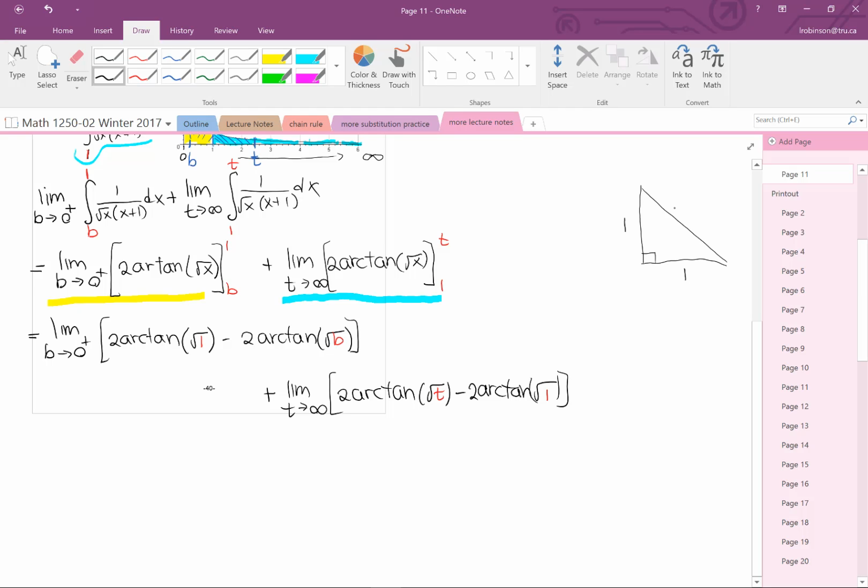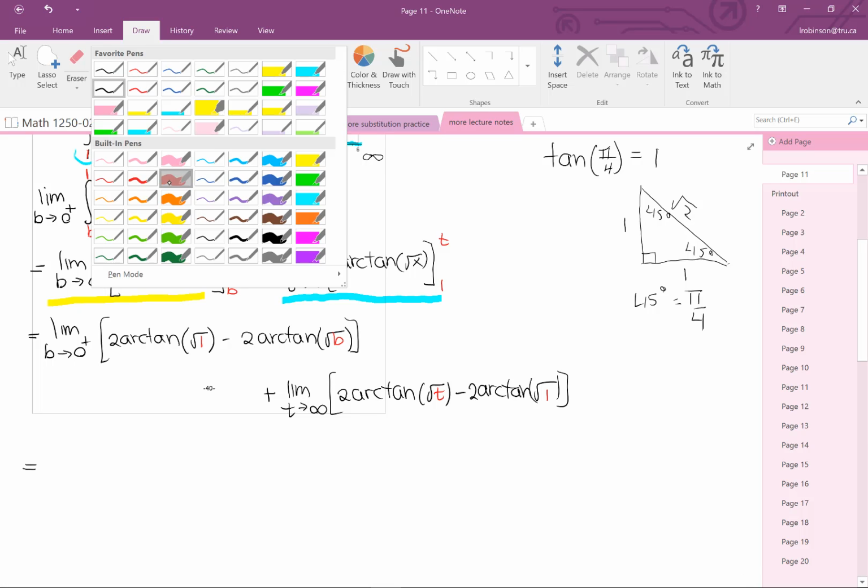1, 1, root 2, and then these are 45 degrees, right? Because it's isosceles. And 45 degrees equals pi over 4 radians. So the tangent of pi over 4 radians equals 1. So that means the arctan of 1 equals pi over 4.